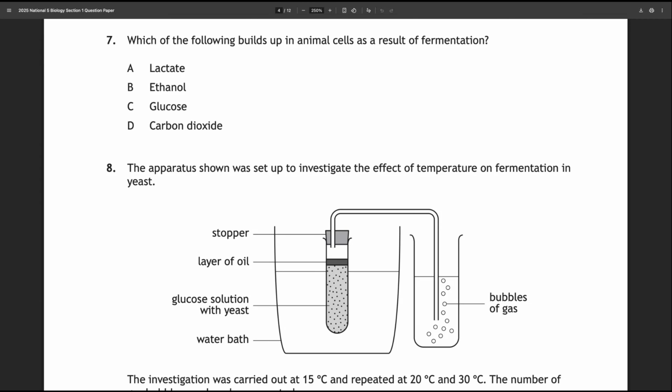But we can just eliminate the other ones. Ethanol is produced by plants and yeast during fermentation. Glucose is obviously the initial substrate, the initial thing that's broken down in the first stage of respiration. And carbon dioxide is a waste product in both aerobic respiration and fermentation in plants and yeast, so therefore it is not produced by the animal cells. So the thing that you had to know here was how animal cell fermentation is different from plant cell and fungal cell fermentation.